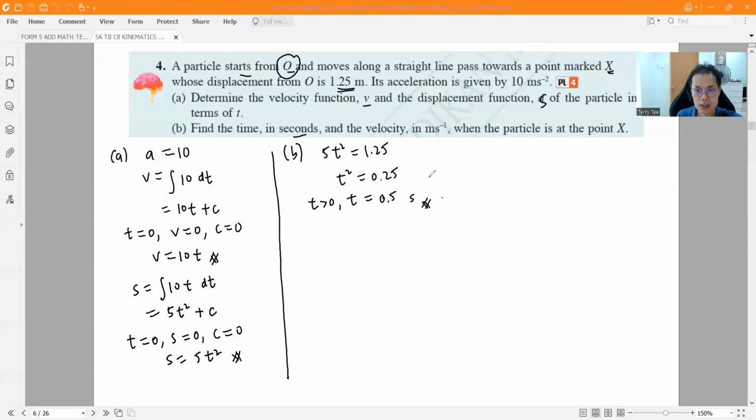Next, find velocity. Take this, stick it inside your v. My v will be 10 times 0.5. Answer is 5 meters per second. All right. Also fairly simple. All right, that is question number 4. Let's move on to question 5.